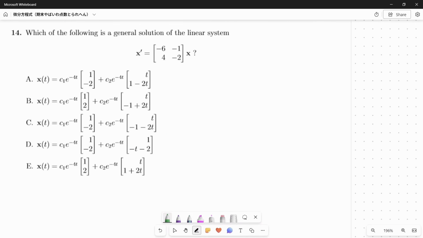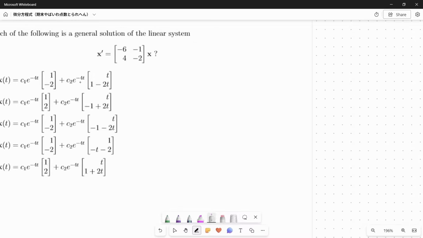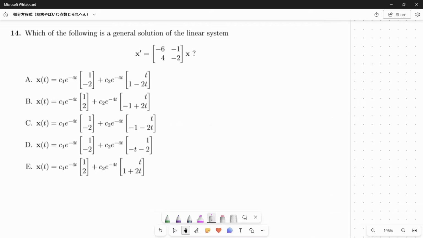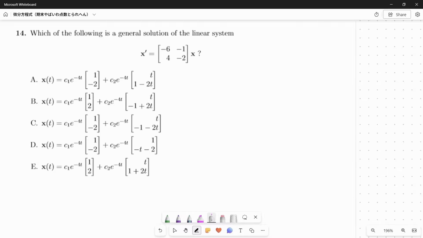All right, so in this question we're dealing with another linear system, and it's asking us to find the general solution of it. So looking at all of the answer choices, I know right away that we're dealing with the case of defective eigenvalues. You can see this because when you look at the answer choices, you'll notice that each of the e terms have a negative 4 attached. So that tells us that we're dealing with defective eigenvalues, or more simply put, repeated eigenvalues.